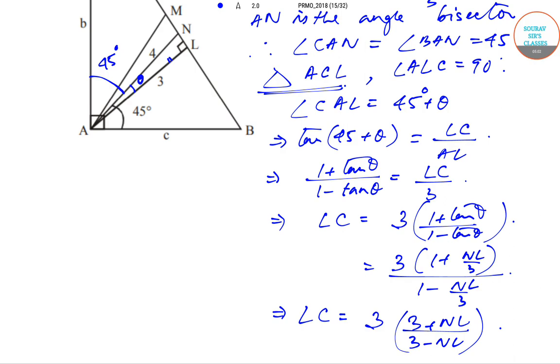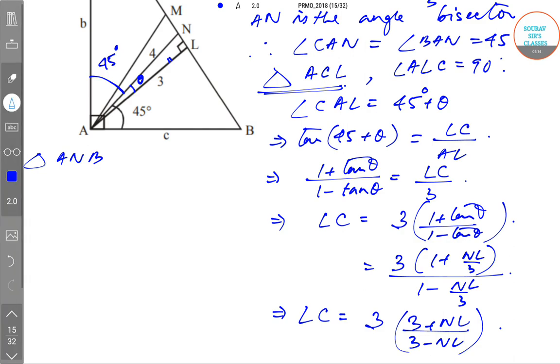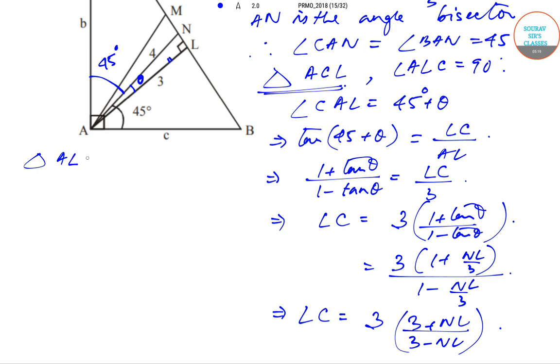Now we will find this in triangle ANB. Actually, we will not consider triangle ANB. Let me rub it out. We will consider the triangle ALB. Now in triangle ALB, we have angle ALB equal to 90 degrees. Therefore this angle LAB is equal to 45 degrees minus theta.